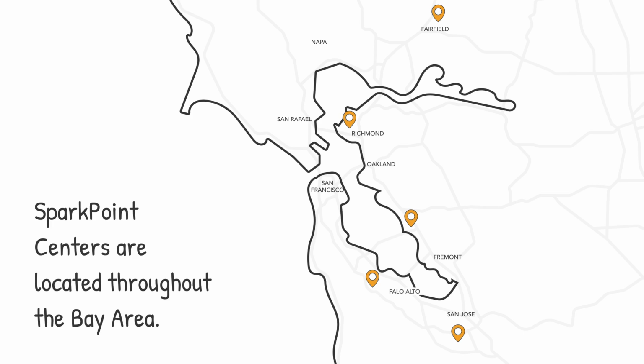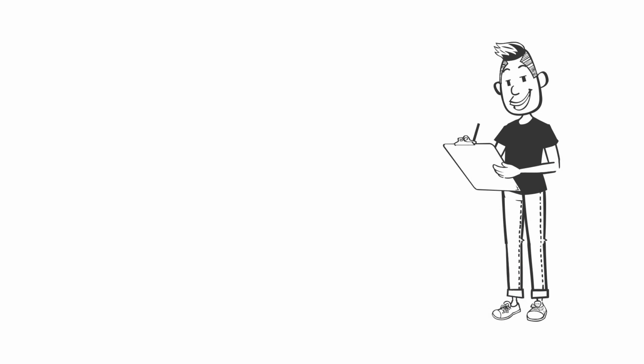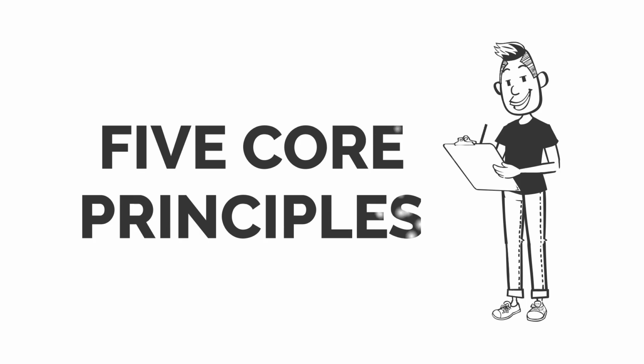SparkPoint centers are located throughout the Bay Area at community-based organizations, K-12 public schools, and post-secondary institutions. Each SparkPoint center is developed organically and according to local community needs and assets. Partner organizations at each center have a shared commitment to 5 core principles.